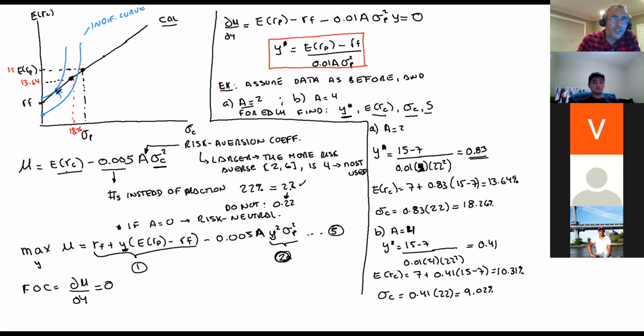So this implies, basically, guys, okay, let's assume this one here. If you're more risk averse, the expected return is going to be 10.31. Remember, this is 7. And the risk is going to be 9.02. Got it? So because you are more risk averse, this is individual 4. And the other one is individual 2. Guys, make sense to you?